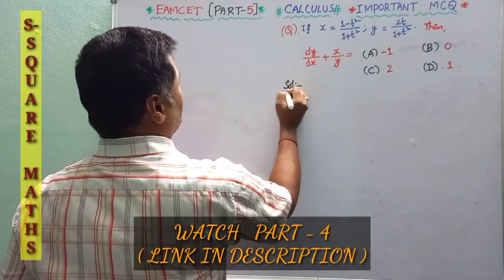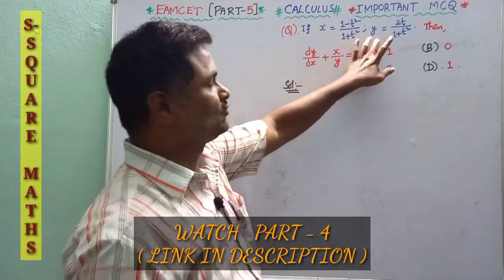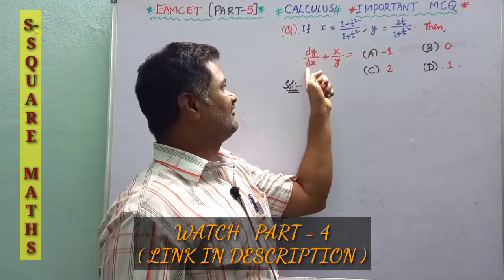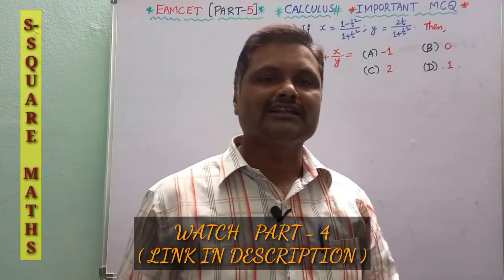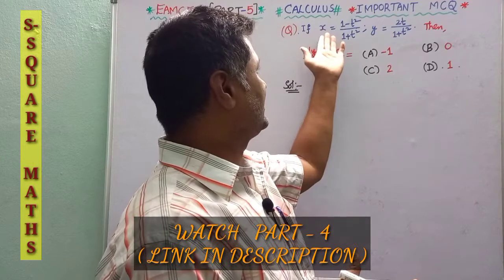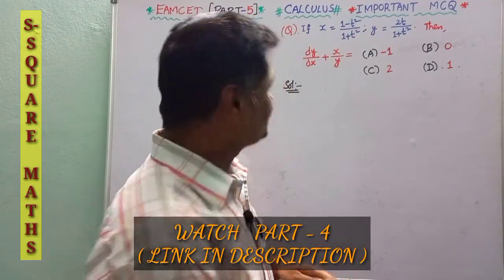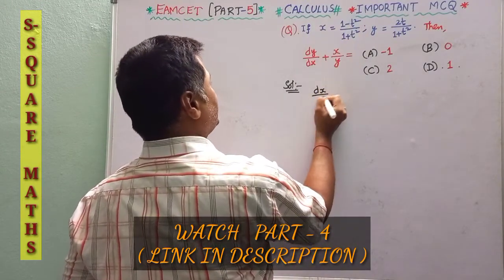Before that, once again I am analyzing the question. If you observe carefully, x and y are two functions in the variable t. So we have to determine dy by dx plus x by y. Here we have to employ parametric differentiation, because the functions are involved and the variable is t. So now x is given, so dx by dt.